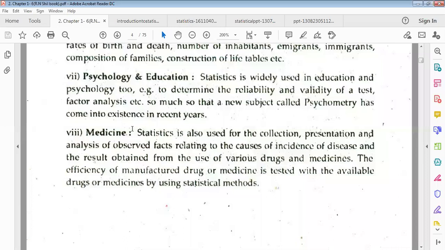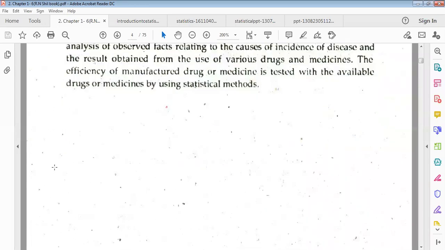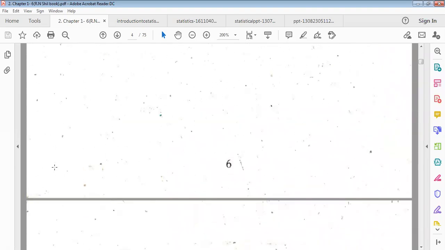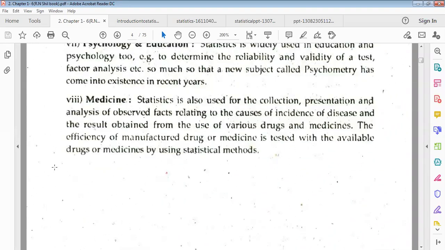So in medicine, to make a successful medicine, we have to apply experiments with patients, or to make any successful drugs or medicine, you need to take statistical data. There are various types of applications of statistics. You can find them on Google or any other textbook provided in Google Classroom.